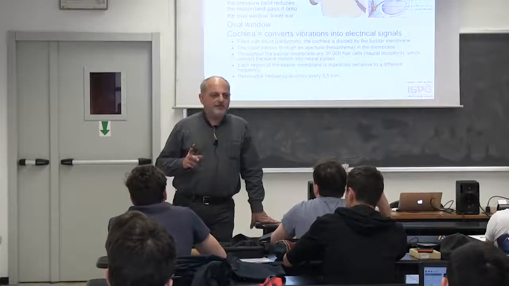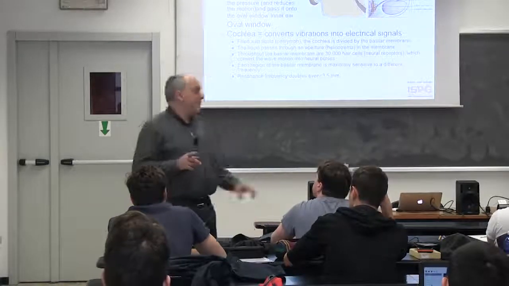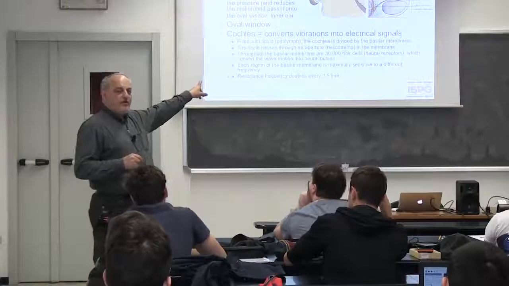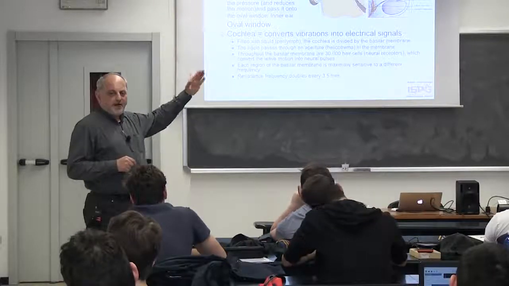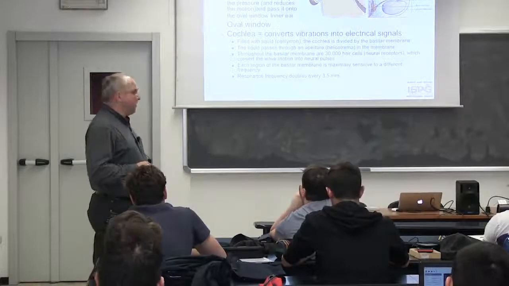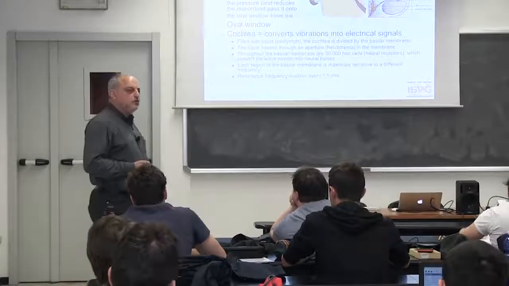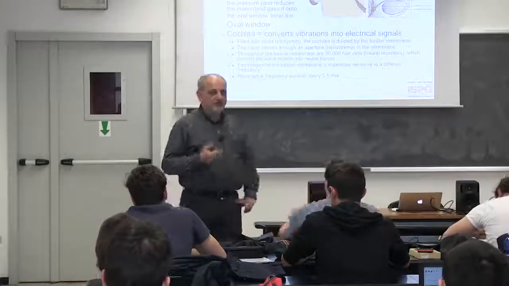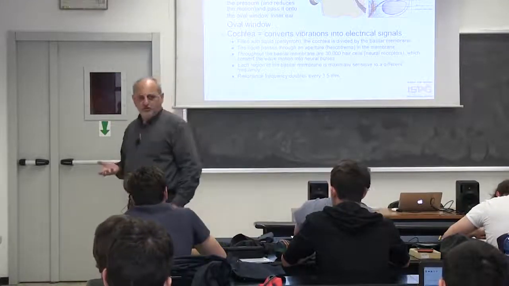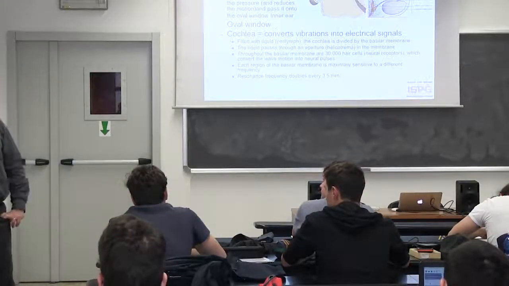So in order to understand this mechanism, let me tell you a couple of things. First of all, because we haven't talked about it yet, how do you convert mechanical oscillation on each one of those neural receptors that are present on the basilar membrane into electrical impulses? Because that's all the brain is able to read and interpret. The brain needs to receive electrical impulses.